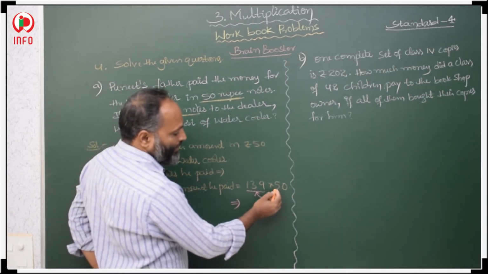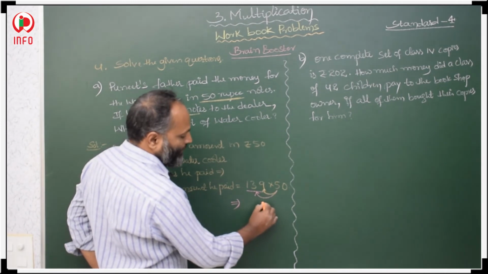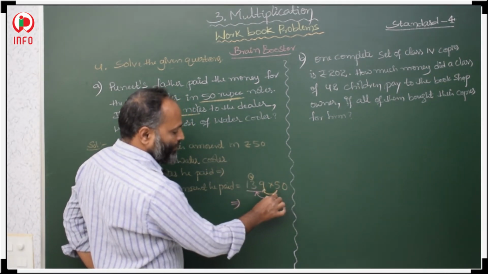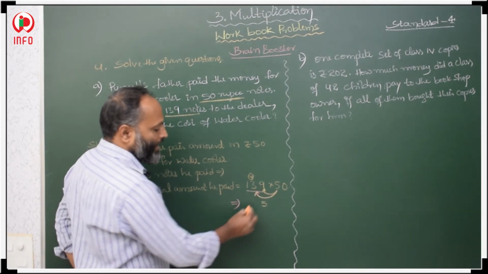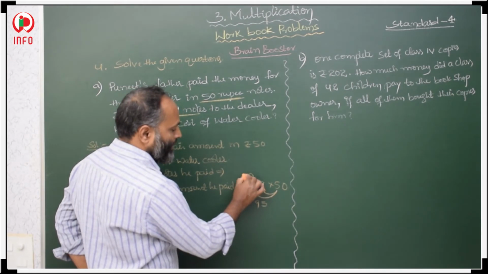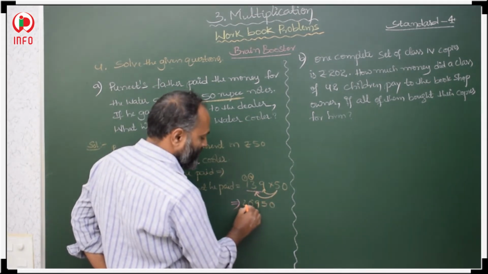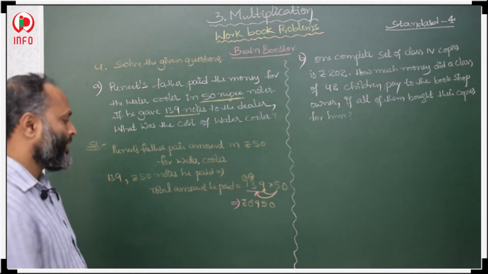First 5 with 9. 5 9s are 45. 45 and 4 here. Next 5 3s are 15. 15 plus 4 is 19. 9 and 1 here. 5 1s are 5. 5 plus 1 is 6, and this 0 as it is. How much amount he paid? 6,950.